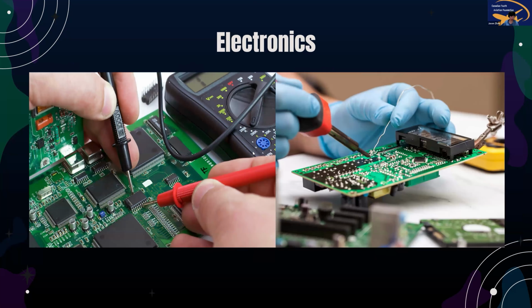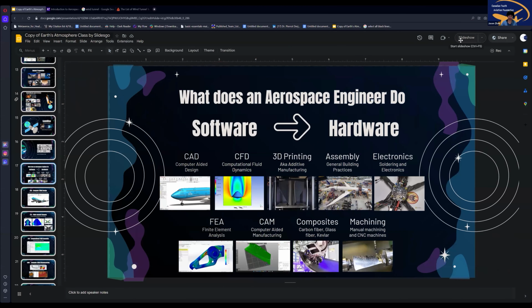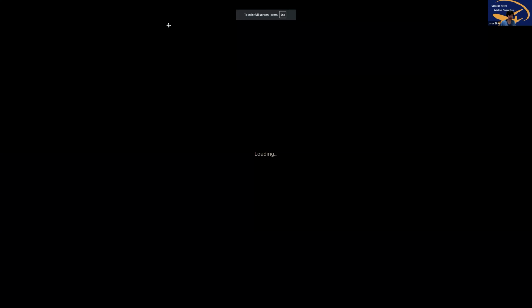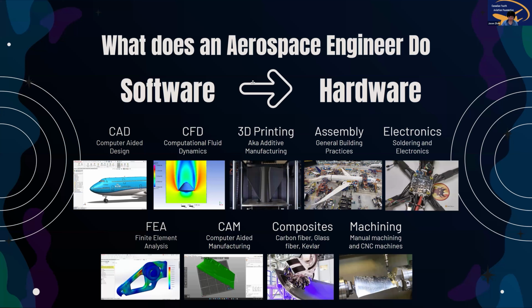And finally, we're going to talk about electronics. Aerospace engineers also need to know a lot about electronics. Coding is something they need to do a lot. Also soldering. I'm just going to do one last review of basically the process from the very, very beginning.